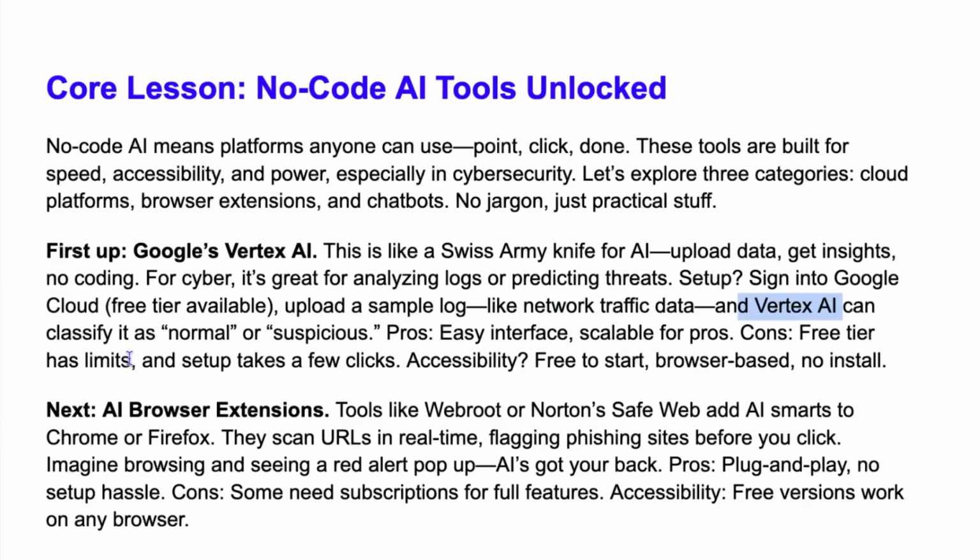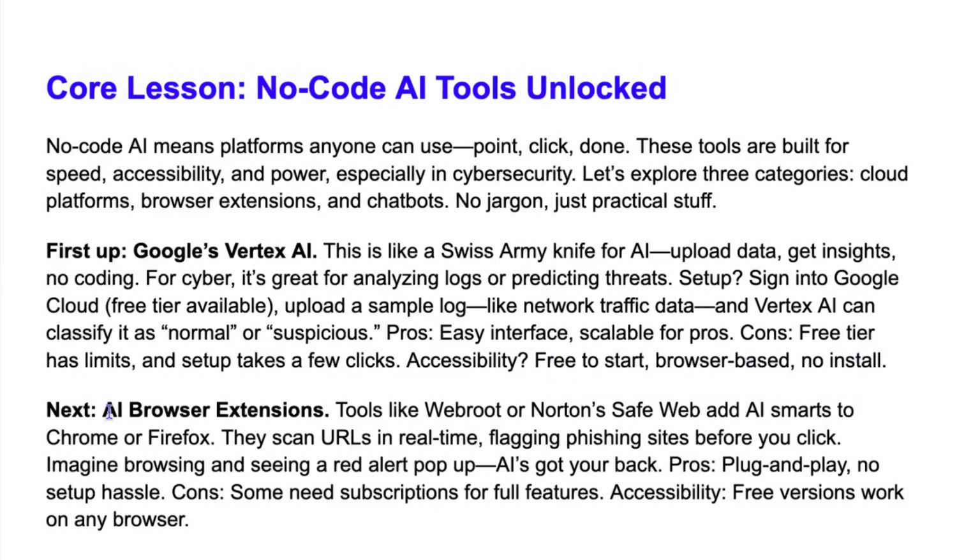And Vertex AI can classify it as normal or suspicious. And this is specific to the cybersecurity context, right? The pro of this is that it's easy. It has an easy interface, very user-friendly. It's scalable for professionals. And the con is that the free tier has limits. So when we say free tier, that means there's a paid tier, right? And the setup can actually take a few more clicks than an average number of clicks, we should say. Accessibility is that it's free to start, browser-based, no installation required.